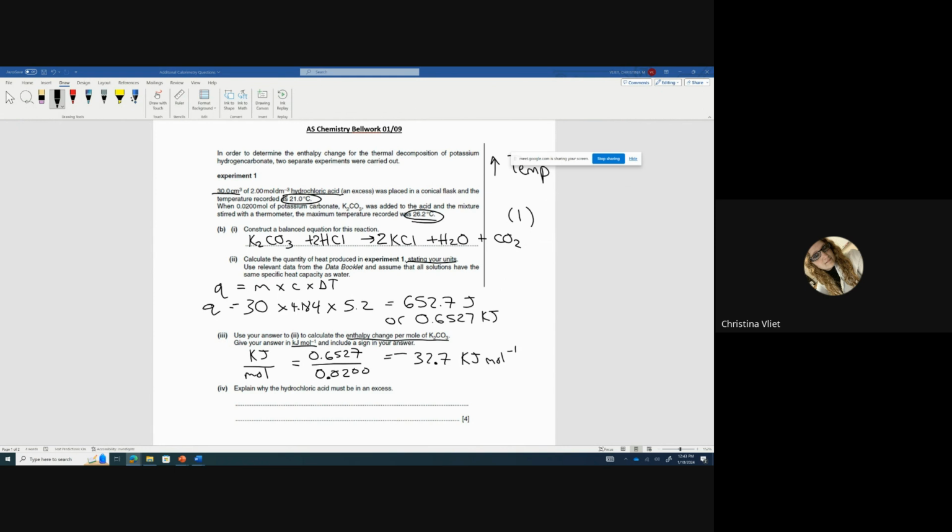The reason why we would want more hydrochloric acid than this solid compound is because there is that water there that allows for the movement. If I just have solid and I don't have a lot of solvent, then it's going to be hard for the reaction to happen. So the easiest way to say this is literally you just have to say to ensure the reaction completes. You don't have to go into any more detail.